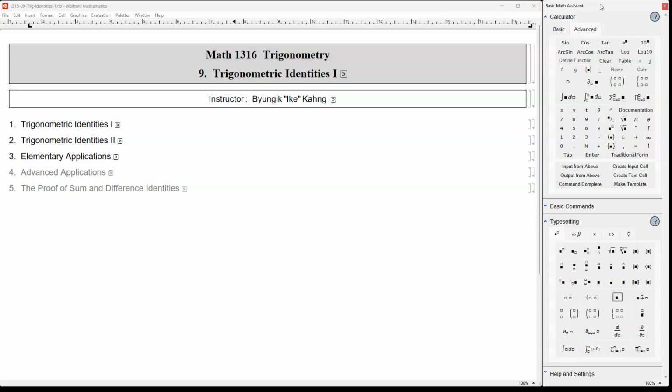Hello Math 1316 students, let's begin lesson 9, Trigonometric Identities 1. I hope everybody succeeded in the midterm exam. Now let's begin the second half of the course, and that begins with trigonometric identities.